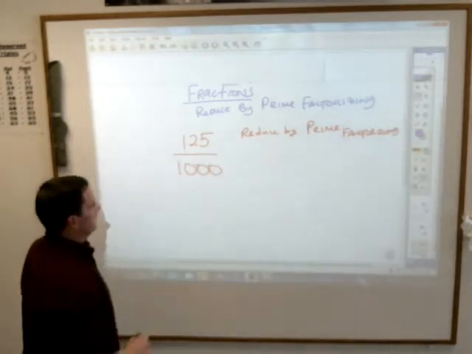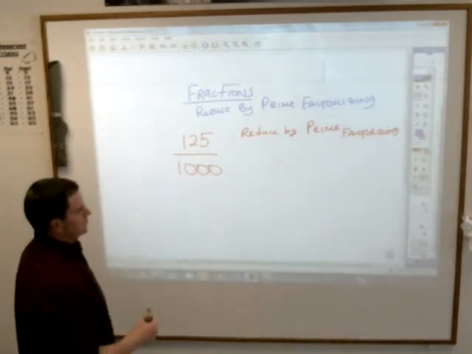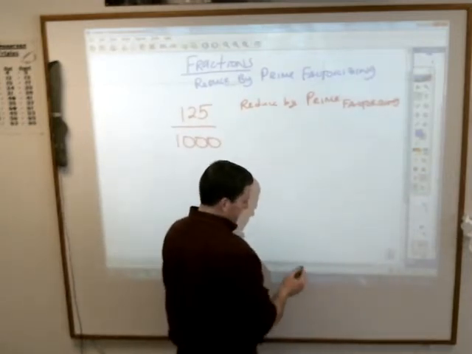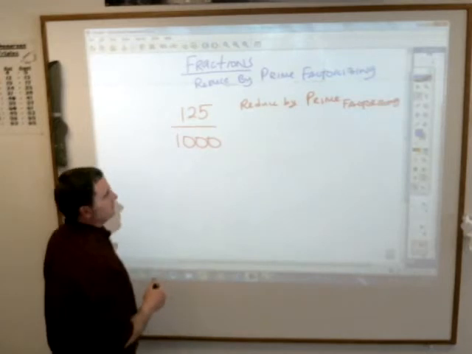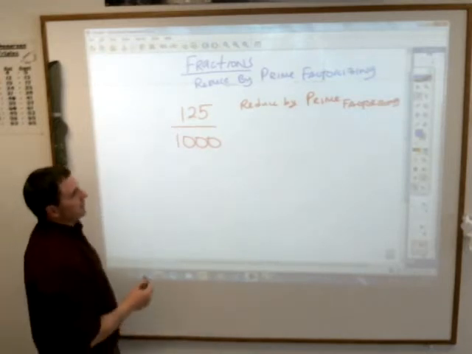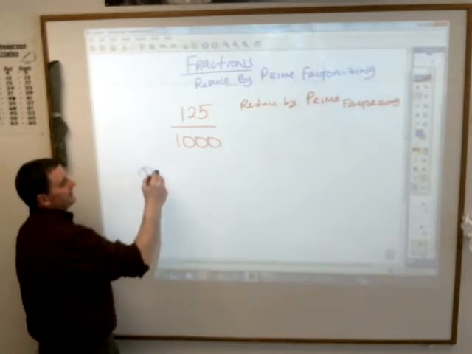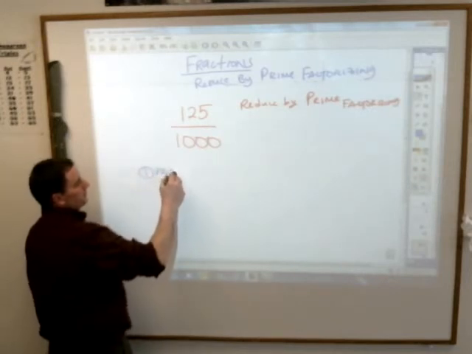Okay, to reduce by prime factorizing. Well, children, here is the way that this has to work. Can I say it's not the most fun thing? Maybe not the most exciting thing, but it does work. Your first step, step number 1, is you have to prime factorize both numbers.